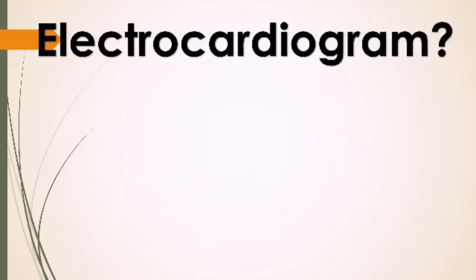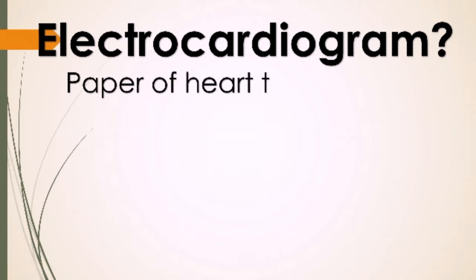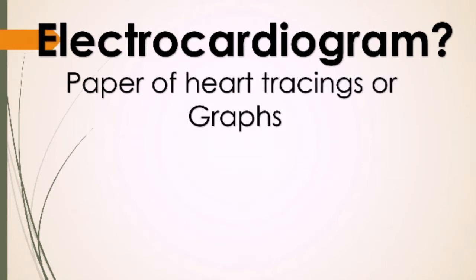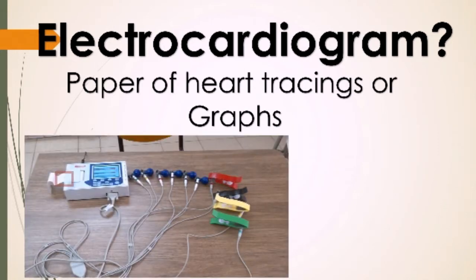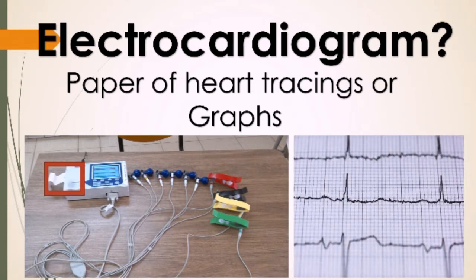The second one is electrocardiogram. The first one was the electrocardiograph. Now this one is electrocardiogram. You wonder, what is electrocardiogram? Actually, it is the paper of heart tracings or graphs. It is the paper that comes out of the ECG machine, the paper with heart tracings or graphs. That is electrocardiogram, and it looks like this one.